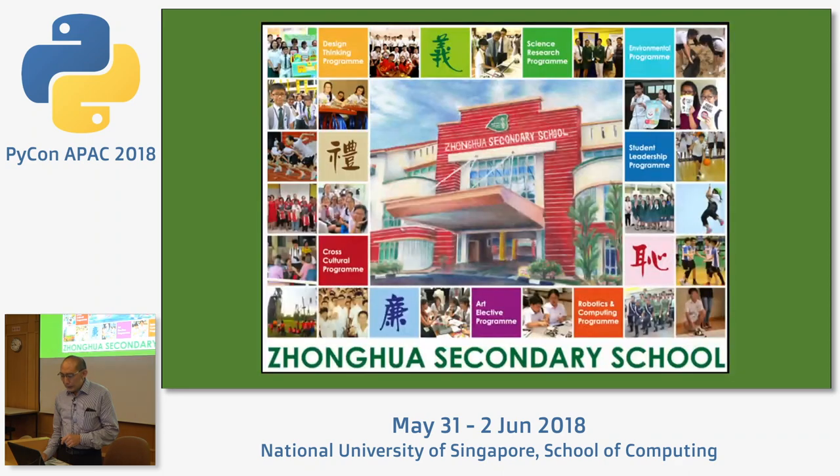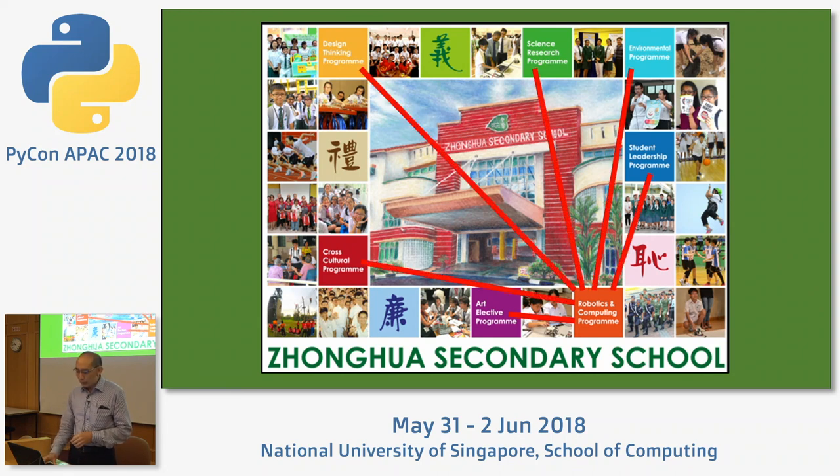And last but not least, I come back to this very busy picture. Now, over the years, what's been happening is you can see these red lines radiating out, and they're all coming out from my department, robotics and computing under the IT department. And what's happened is that we are beginning to integrate the programs done by other areas in our school with some form of computing or computational thinking.